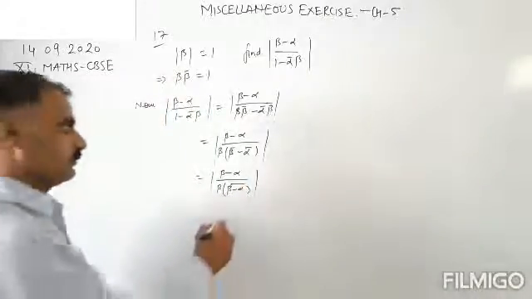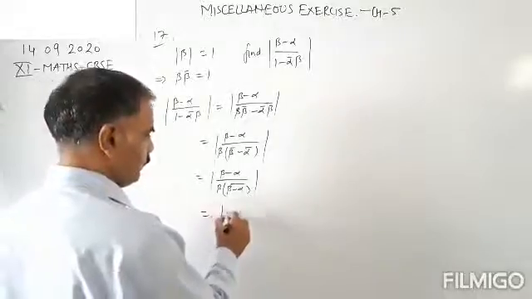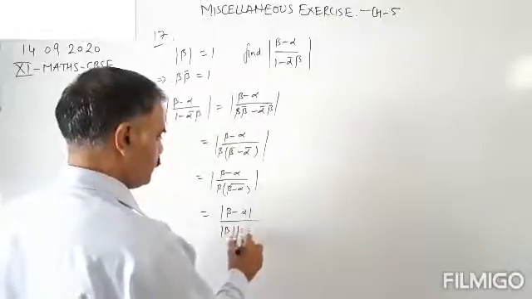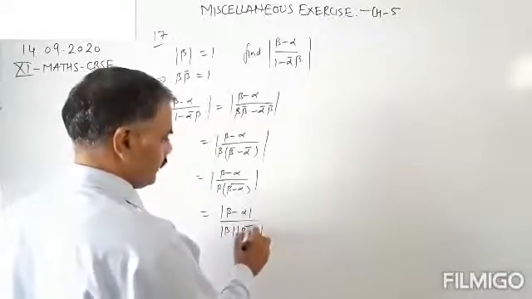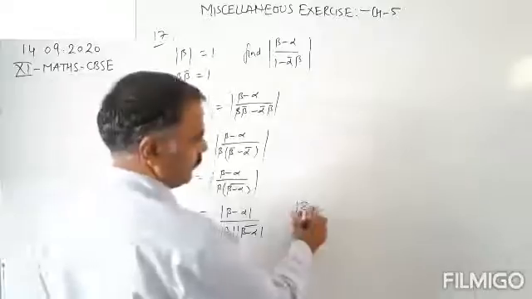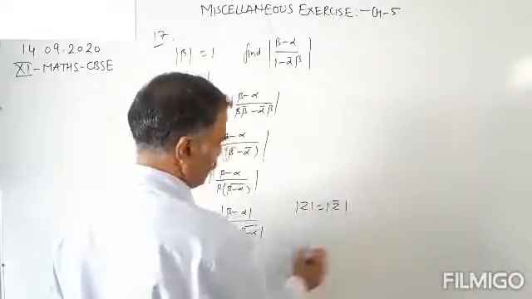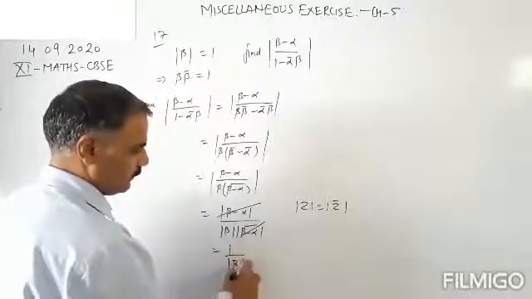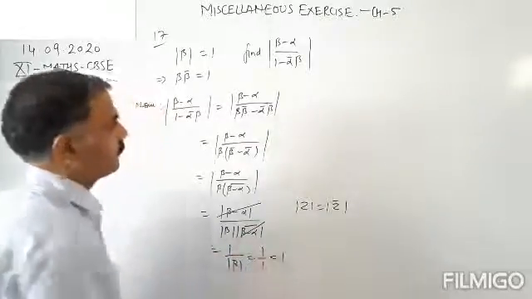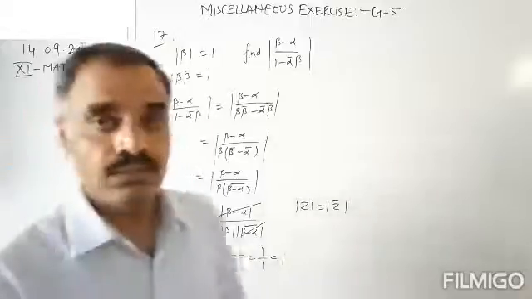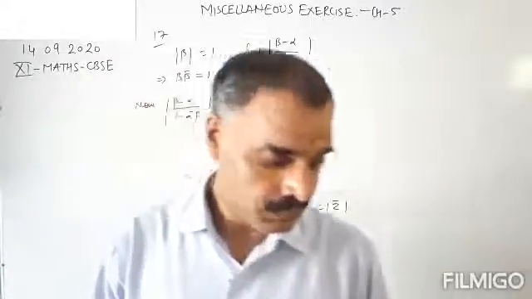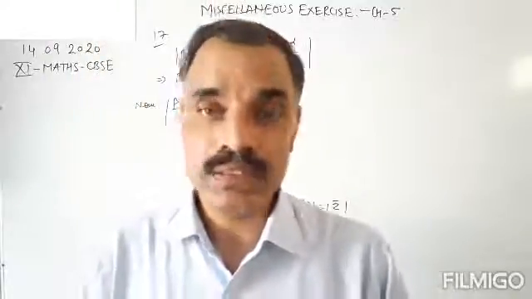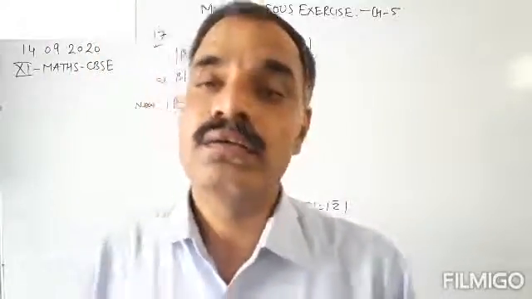Okay, so this equals magnitude of beta minus alpha upon magnitude of beta times magnitude of beta minus alpha bar. Okay, we know that magnitude z equals magnitude z bar. So this will cancel this, and it equals 1 upon magnitude beta, equals 1 upon 1, equals 1. Okay, so this is the solution. This is the solution of question number 17 of miscellaneous exercise, chapter number 5.